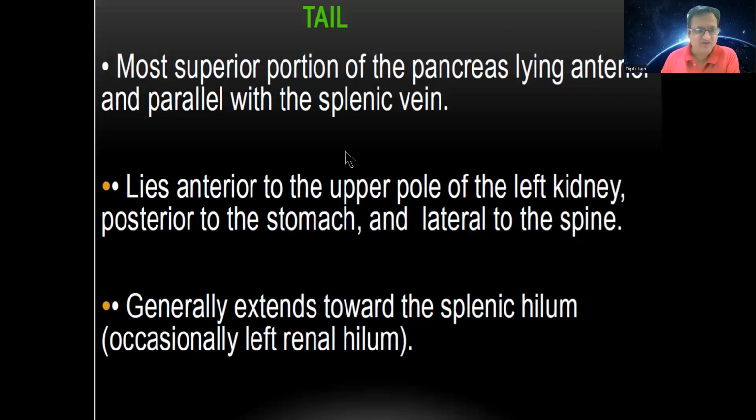Now tail. Tail is the most superior portion of the pancreas, lies anterior and parallel with the splenic vein. It is the most superior portion because the position of the pancreas is like this. It lies anterior to the upper pole of the left kidney, posterior to the stomach, and lateral to the spine. And it extends toward the splenic hilum and occasionally the left renal hilum.